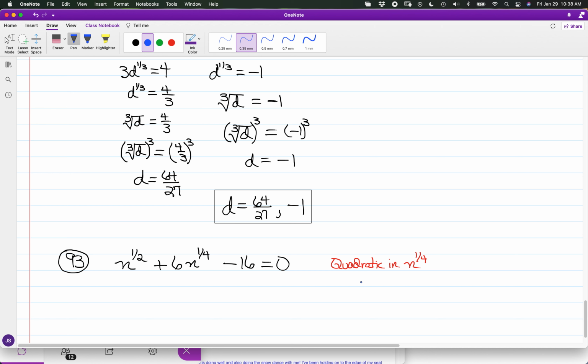But here, the higher order, the square, will reference n to the 1/2, and n first order will reference n to the 1/4. So in parallel, whatever the equation is quadratic in, this is what I'm going to factor. Just as n squared factors out to n and n, n to the 1/2 will factor out to n to the 1/4 and itself. And then factors of -16 whose sum or difference will be 6: we're going to have +8 and -2.